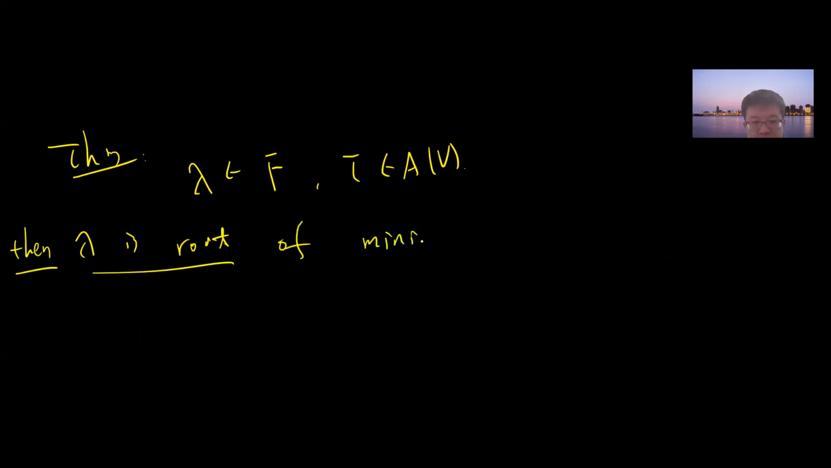Okay, so theorem. If lambda belongs to F and T belongs to L(V), and lambda is a characteristic root, then lambda is a root of the minimum polynomial of T. Minimum polynomial means the smallest degree polynomial Q such that Q(T) is 0, right?